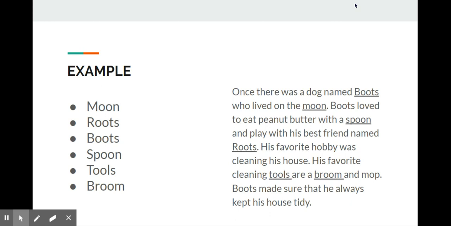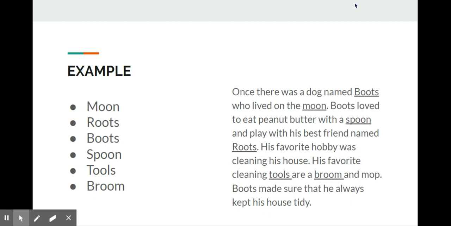So when I was writing my short story, I made sure that I started with one word first. So I started with boots. And I thought, how can I use this word to start my story? So I thought, okay, this will be someone's name in my story. And that's when I created my character Boots, which is a dog. Once I created my character, he needed somewhere to live. So because we had moon in our vocabulary, I thought that's the perfect place that he needs to live, is on the moon. So that is how I use that word.